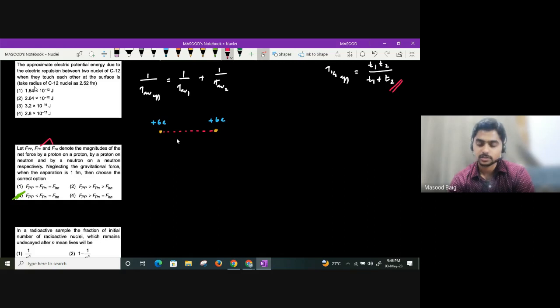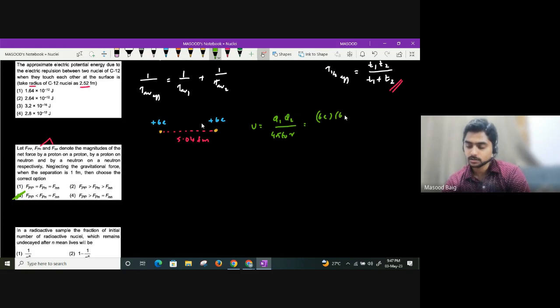If I take the radius as 2.52 and multiply by 2, I get 5.04 for me, guys. When two charges are separated by a certain distance, what will be the potential energy? I can write it as q1 q2 divided by 4 pi epsilon naught r. What is q1 here? 6e and 6e. Nucleus will have positive charges only. So I can write 6e into 6e divided by 4 pi epsilon naught, and the r value will be 5.04 into 10 power minus 15, because 1 Fermi.